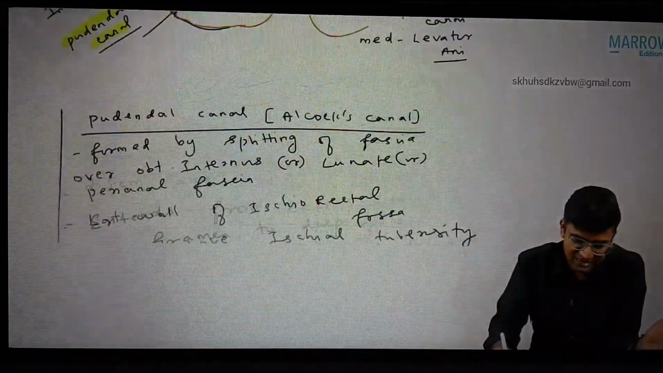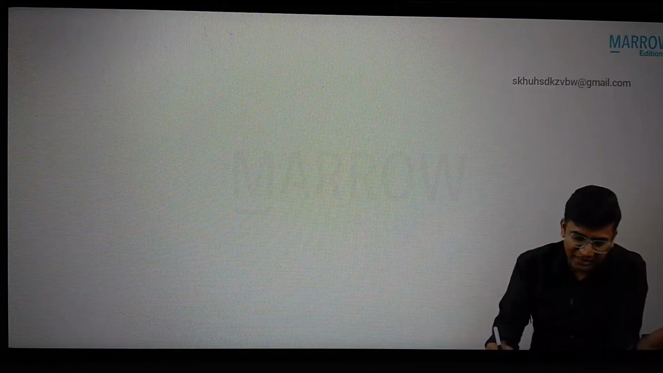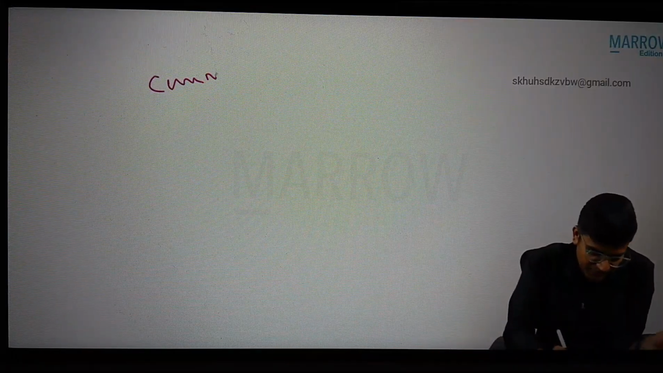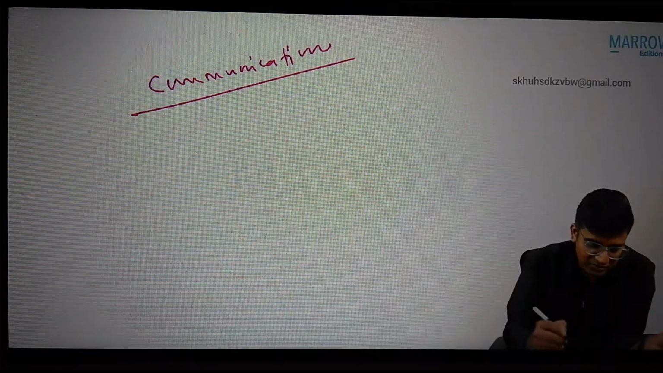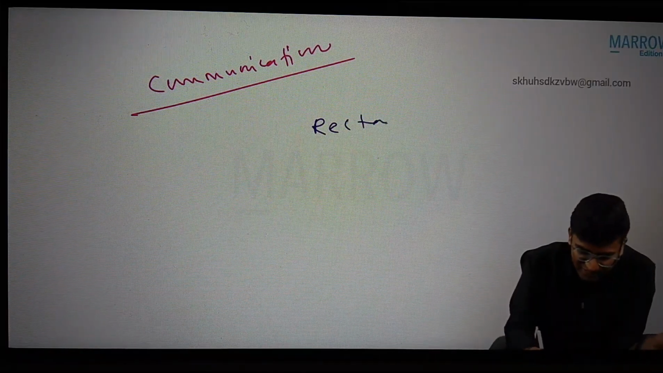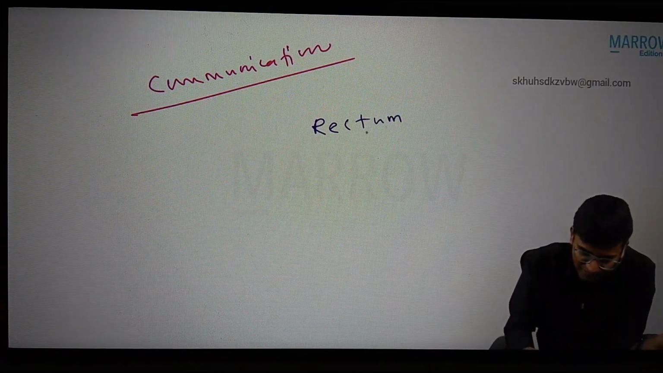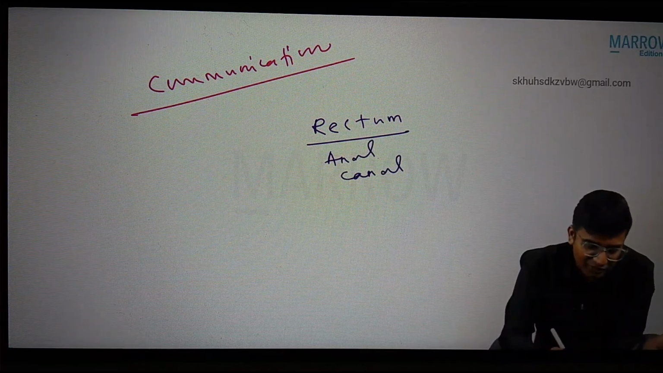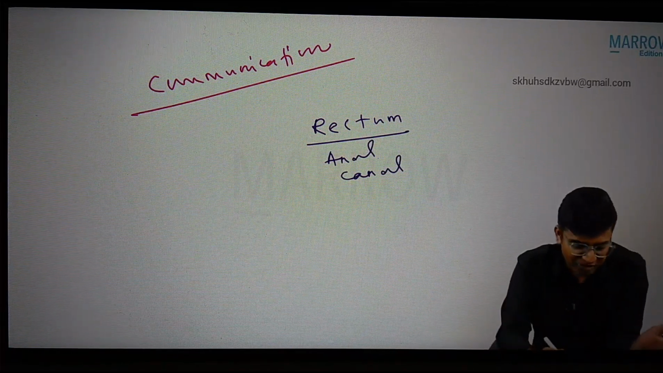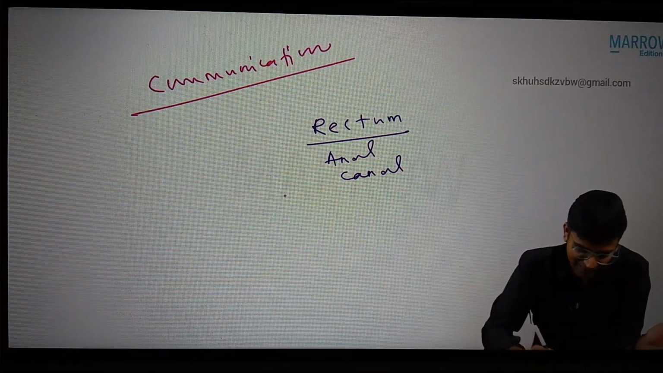Now, the last thing, their communications. This is the rectum and the anal canal. The ischiorectal fossae of the two sides communicate with each other behind this.